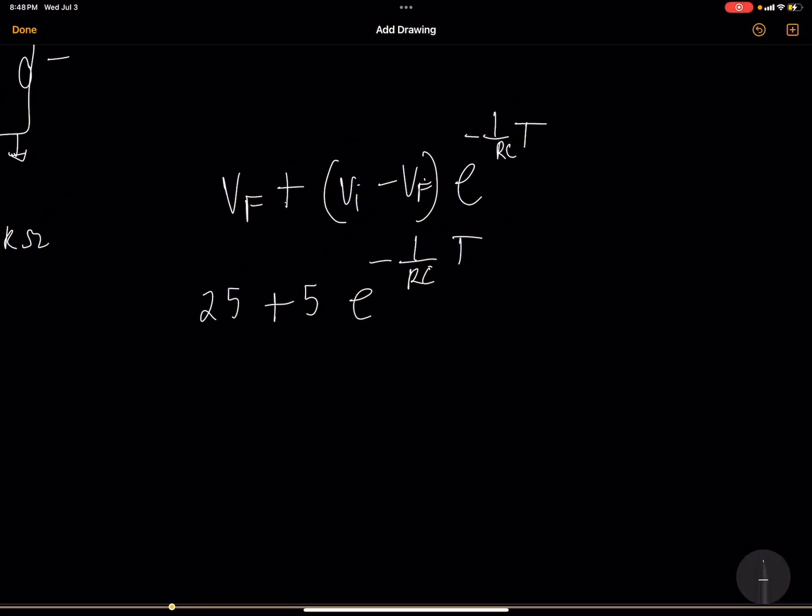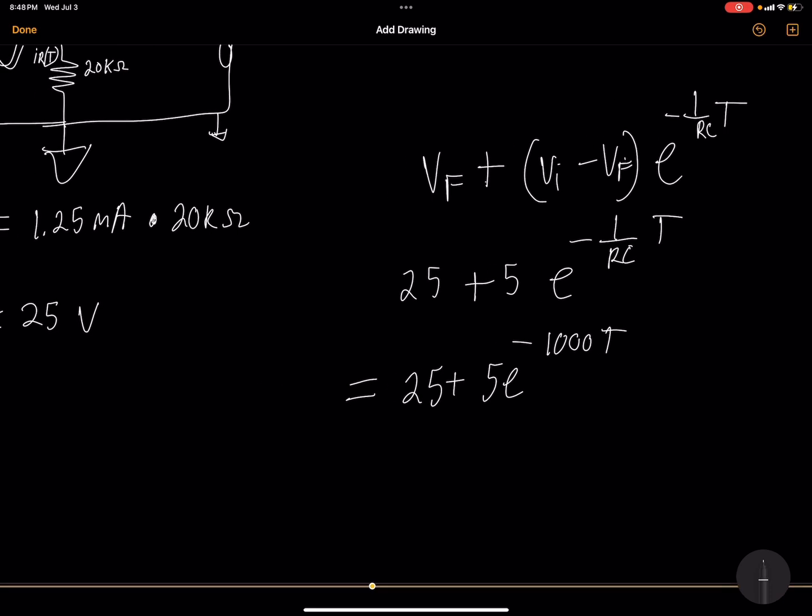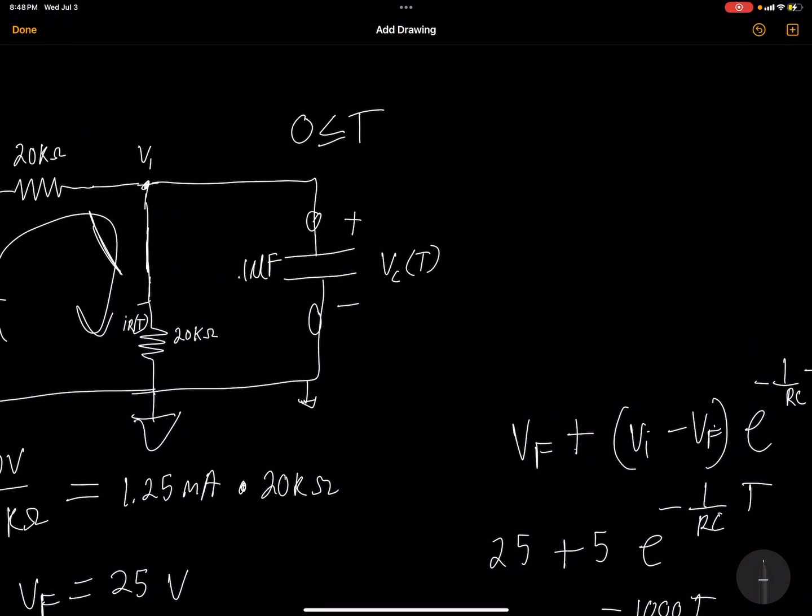So you can plug in that answer, RC. Resistance seen is 10,000 times 0.1 times 10 raised to the negative 6. 1 divided by that number, we get 1,000. So 25 plus 5 e to the negative 1,000 t is equal to voltage as a function of time across the capacitor. And that's the voltage basically all up here.